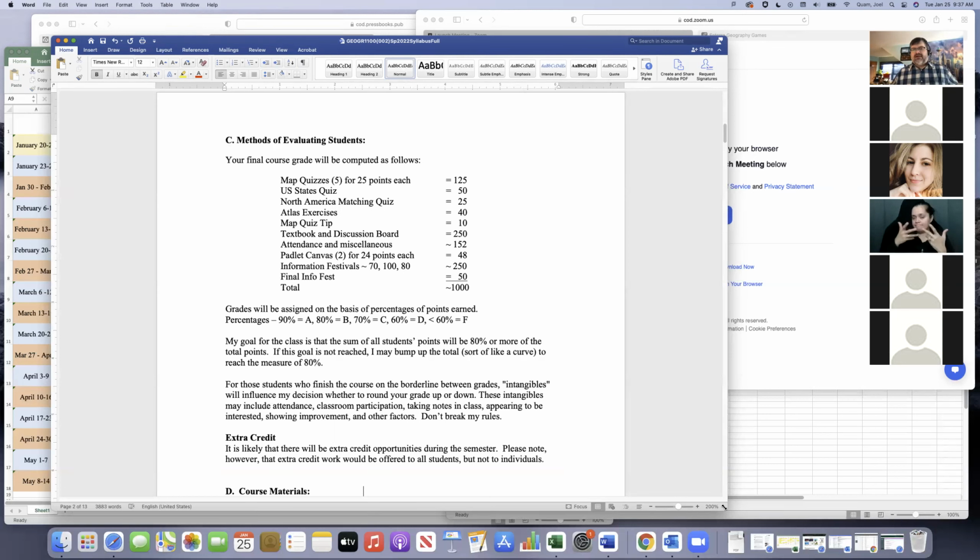Well, it's the next paragraph there on the syllabus that describes intangibles. Intangibles, things that are not numerical, but are still there. And basically, it will be my impression of you as a student. If I have a good impression of you, then yeah, I'm going to round you up. If somehow I have a bad impression of you as a student, no, I would not round you up. So what could those things be?